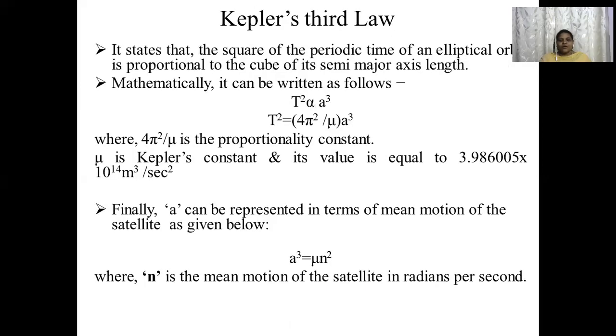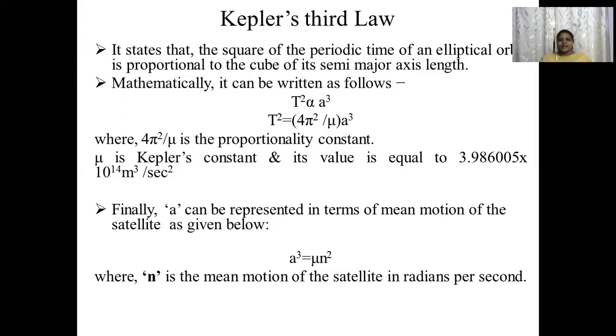Coming to the third law, Kepler's third law. It states that the square of the periodic time of an elliptical orbit is proportional to the cube of its semi-major axis length. Mathematically, we can represent the periodic time with capital T. So T square is proportional to A cube, the cube of the semi-major axis length, where the semi-major axis length is represented with A. So T square is proportional to A cube.